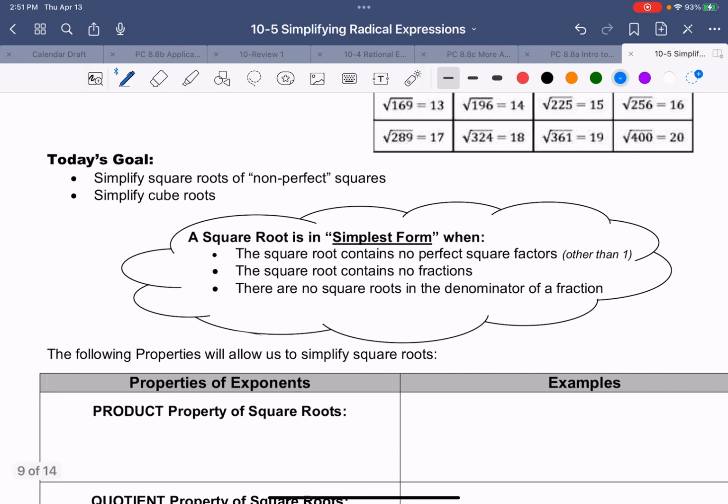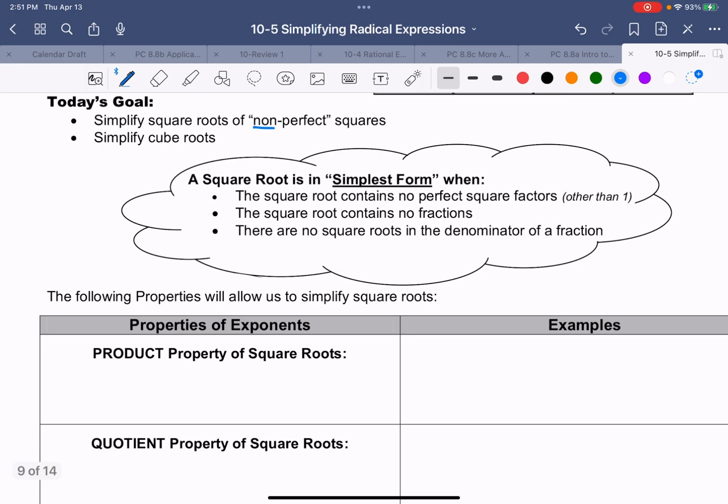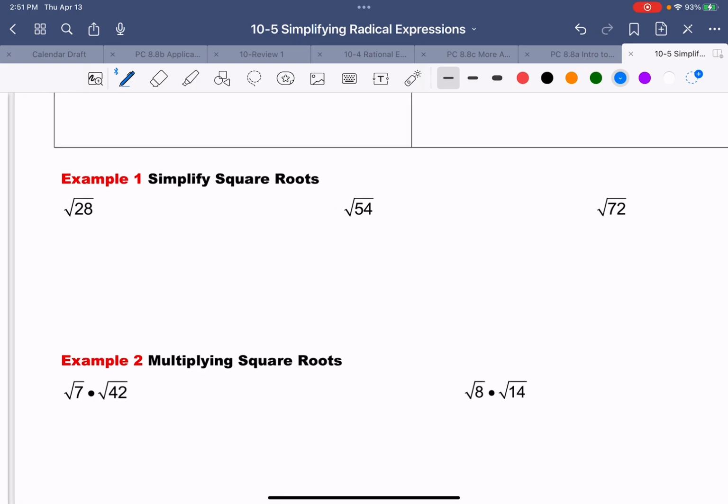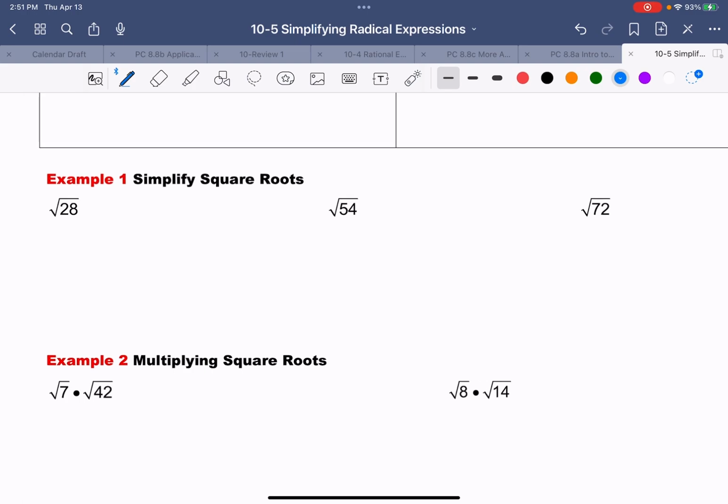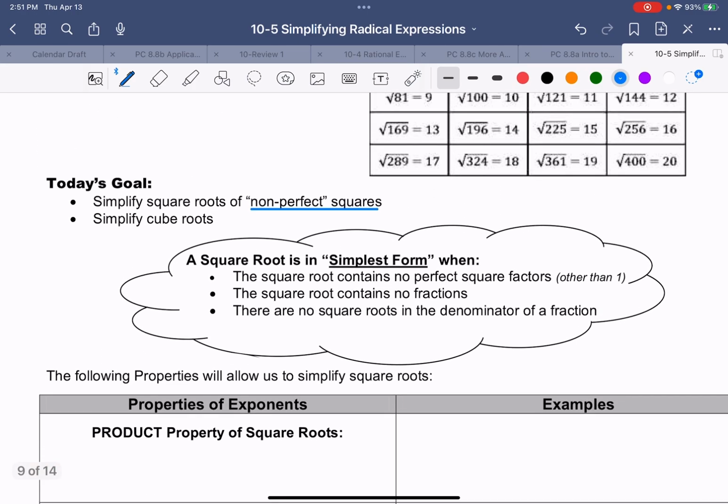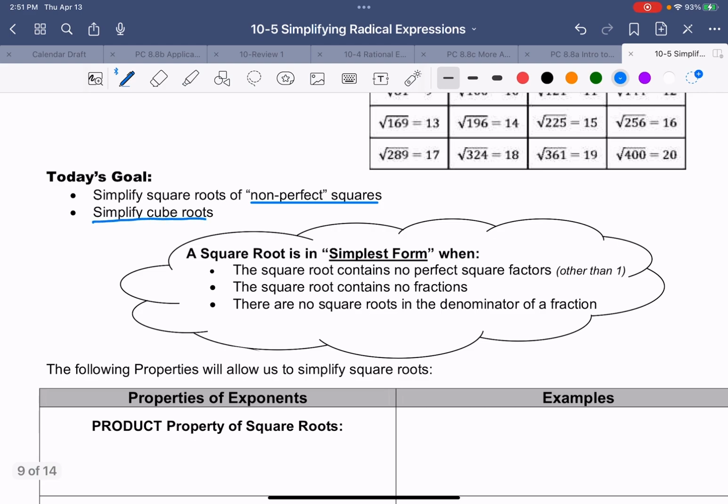Today's goal is simplifying roots of non-perfect squares, like 28, 54, and 72. What do we do with those? And then we're also going to be simplifying cube roots, not just square roots.